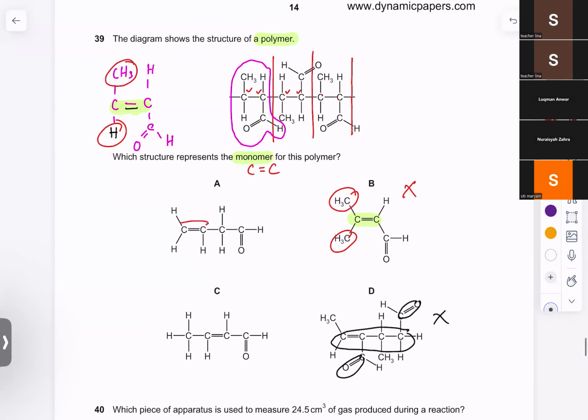This one has the double bond at carbon number 1. Supposedly the double bond is at carbon number 2. So this one is wrong. C.